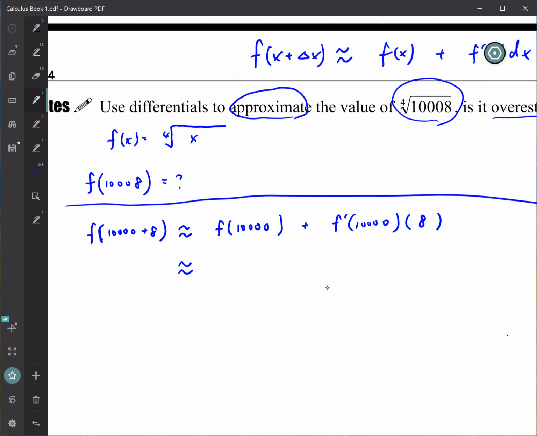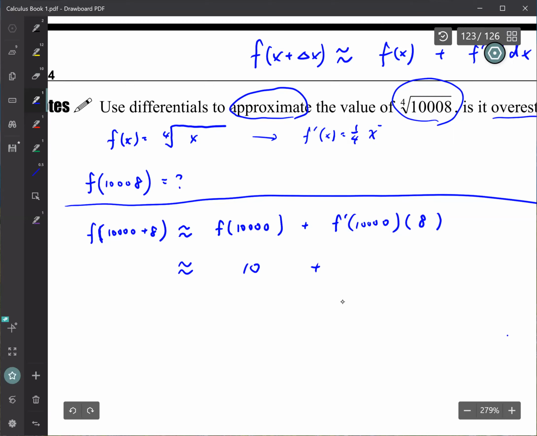And the answer for that should be what? What's the fourth root of 10,000? Oh, 10. So it'll be 10. And then the next part is you need to do the prime, right? So we do the prime on the side. It will be 1 over 4 x to the negative 3 over 4. Okay, so we plug it in. That will be like fourth root of 10,000 and then cube, right? Times it by 8.